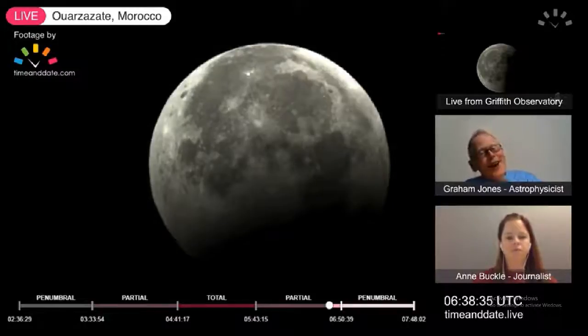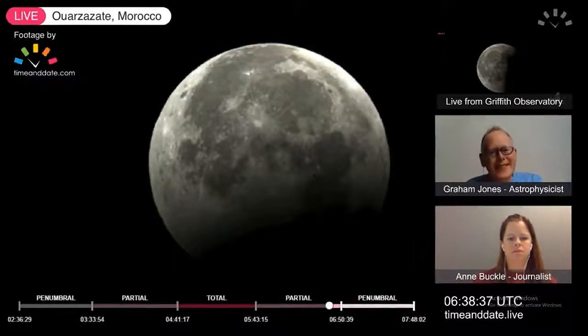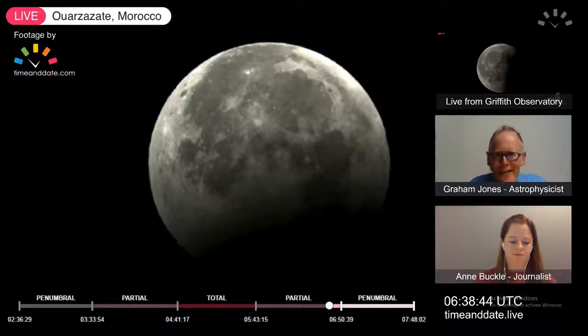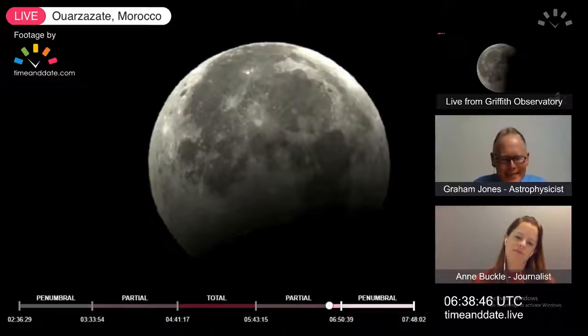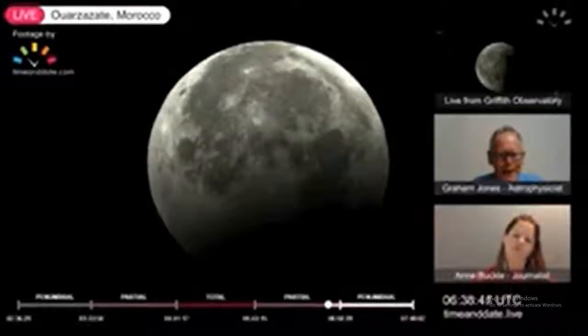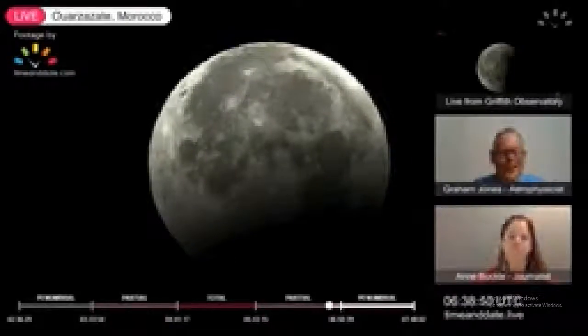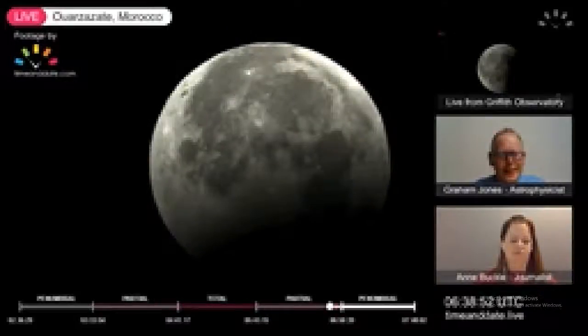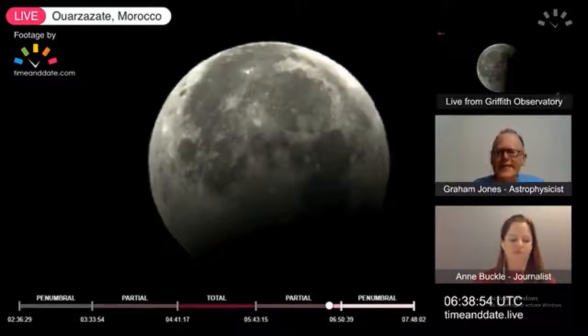The moon is only just dipping into the Earth's umbra. The magnitude is only going a little bit above 1. It is a very short total lunar eclipse. So yes, May 26th, 2021.